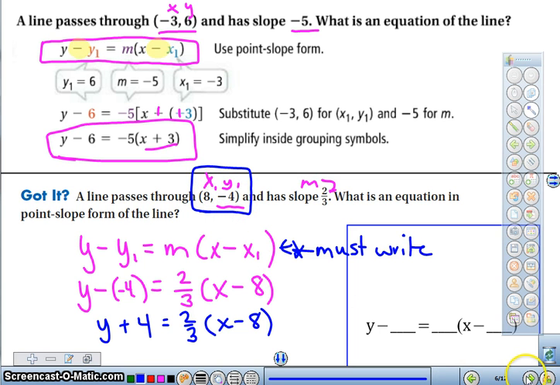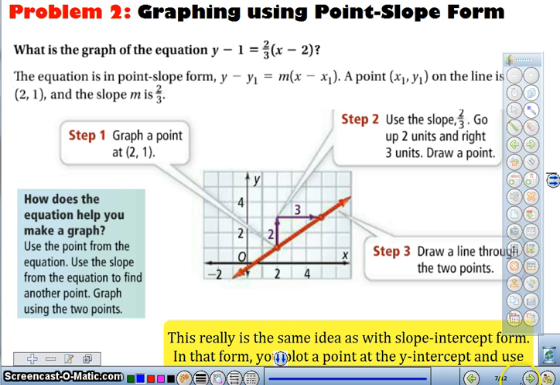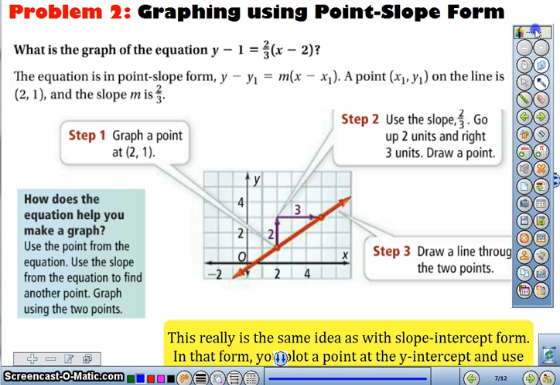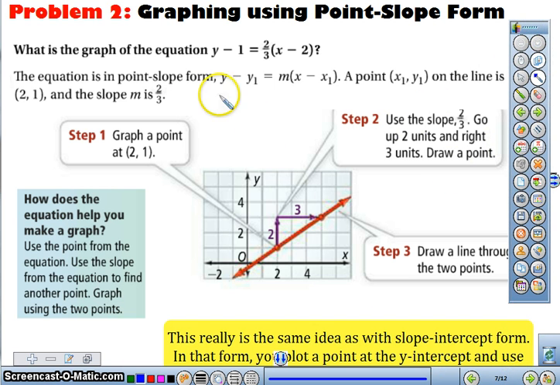I think that will help you a lot as you do the problems. So now, how do we graph point slope form? We just learned in the last lesson how to graph with slope intercept. In order to graph, you're going to use your start point as the point that they give you.